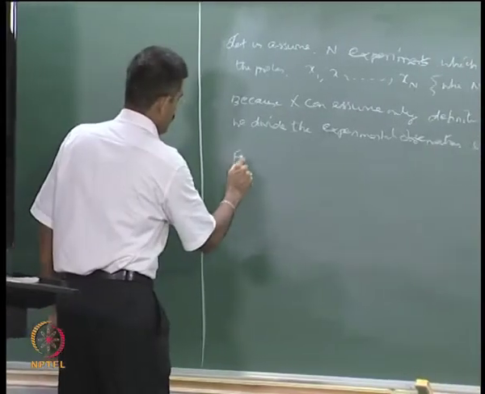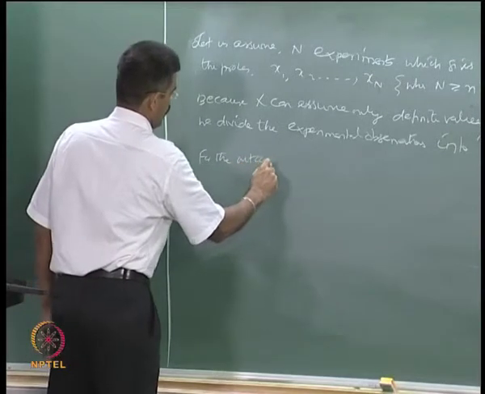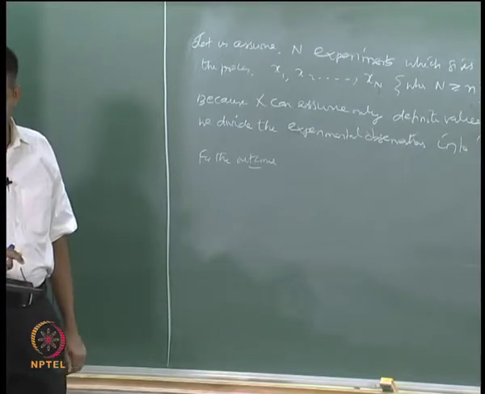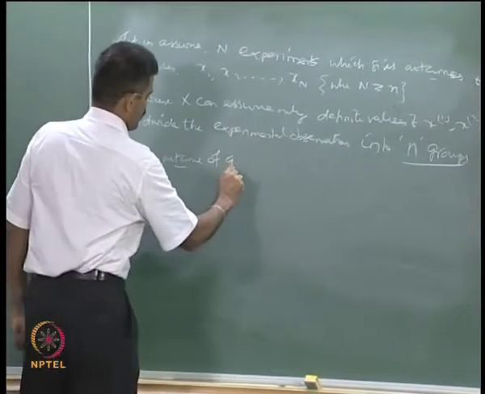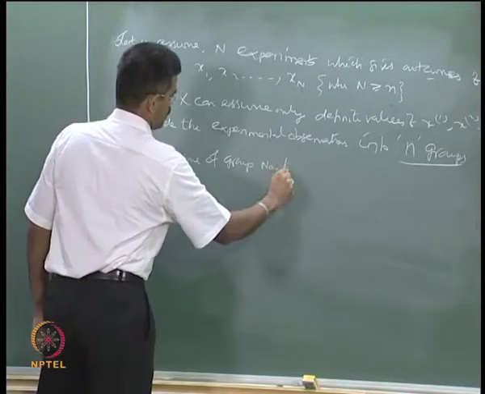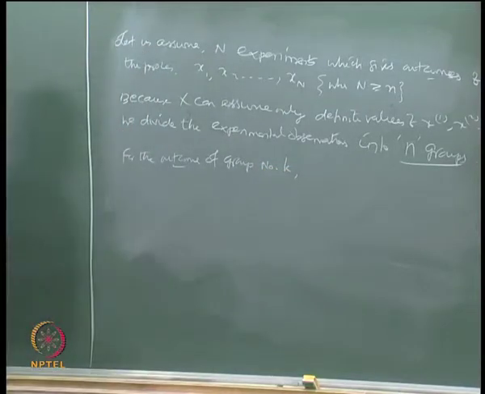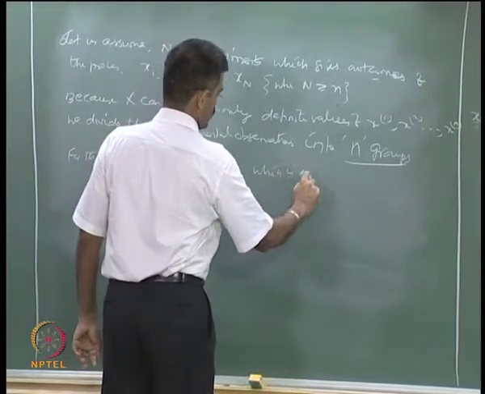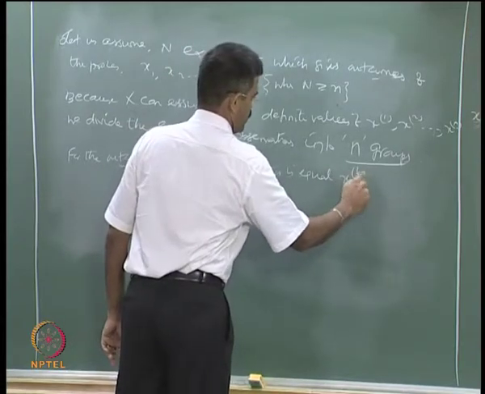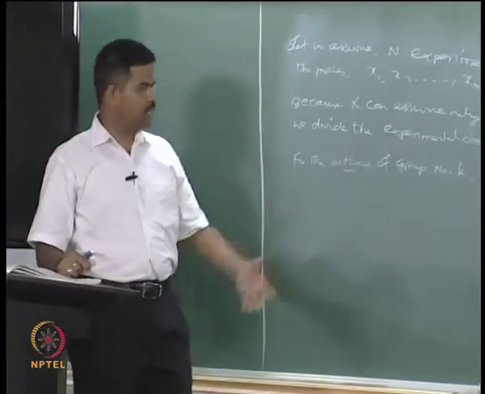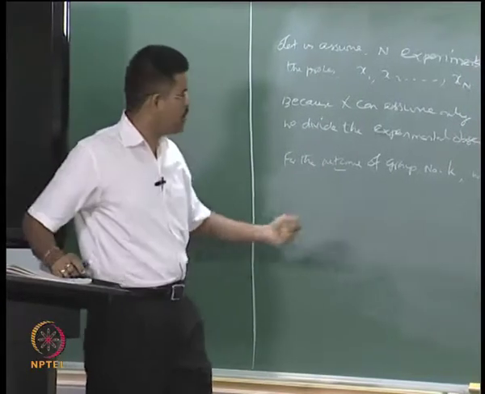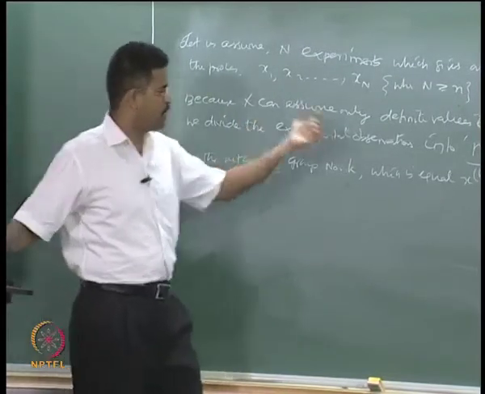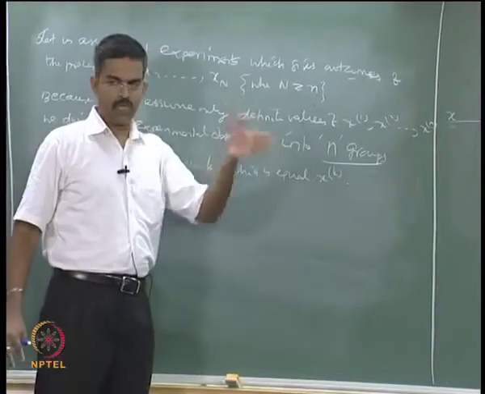So for the outcome, what is outcome? Outcome is the realization of small x on the sample set of capital X. For an outcome of group number k, some group number, which is equal to x of k, maybe k may be 50, k may be 100. So I got a small group of k whose realizations or whose outcomes can be referred to as x of k, which varies from x1, x2, x3 till xk.